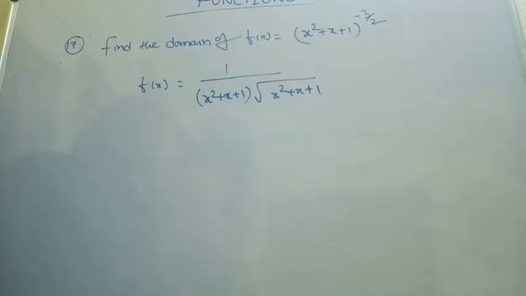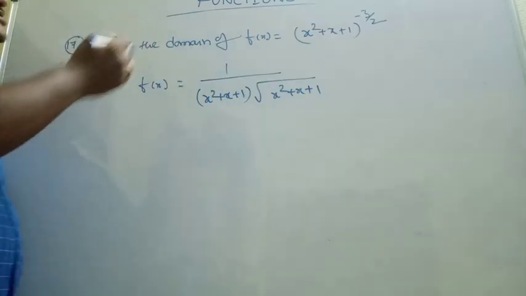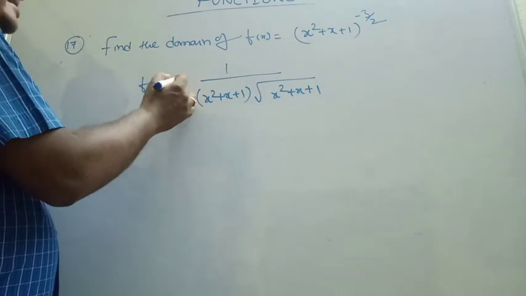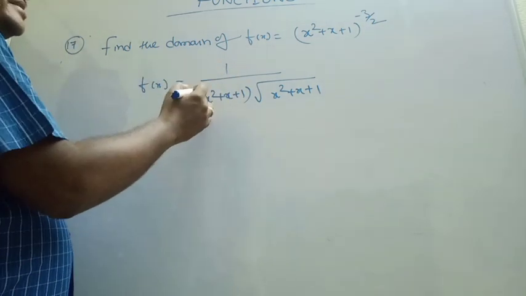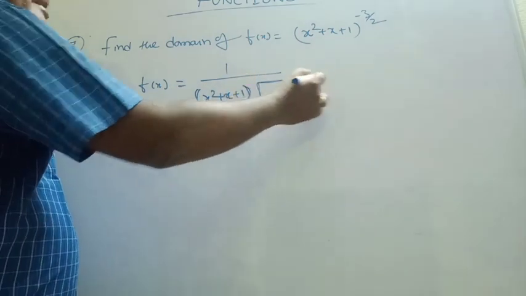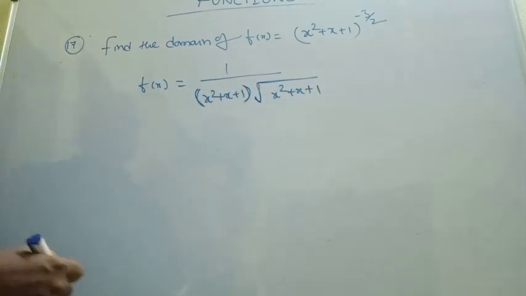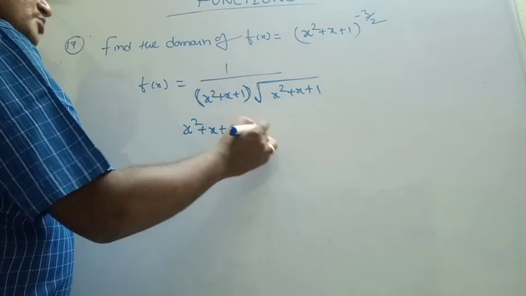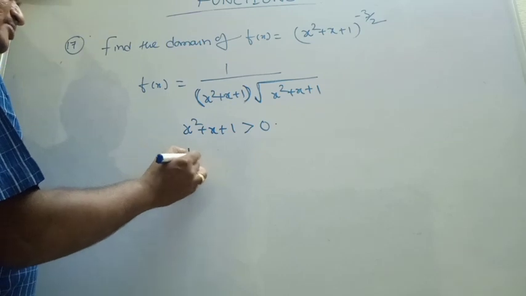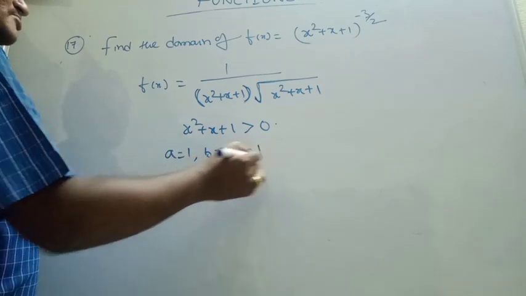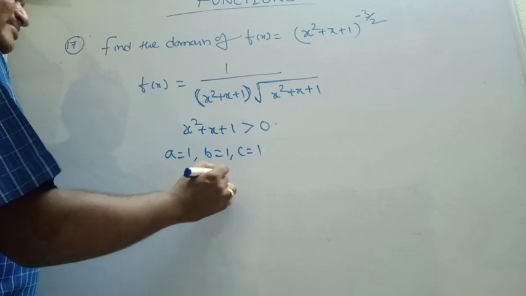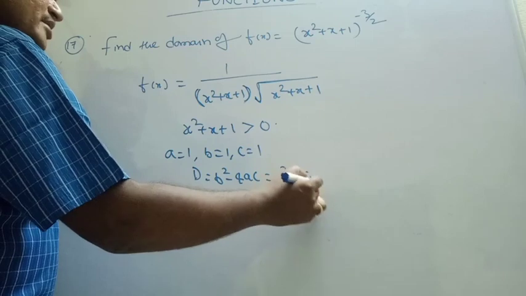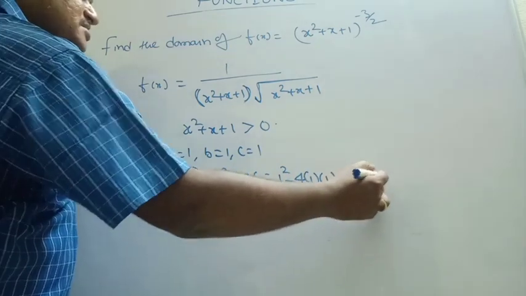See, the 17th problem: find the domain of f of x equal to (x square plus x plus 1) whole power minus 3 by 2. Here f of x equal to 1 by x square plus x plus 1 into square root of x square plus x plus 1. We know that x square plus x plus 1 will be always positive. Here a value is 1, b value is 1, c value is 1 and the discriminant is b square minus 4ac. This is a quadratic expression. 1 square minus 4 into 1 into 1 is minus 3, that is less than 0.